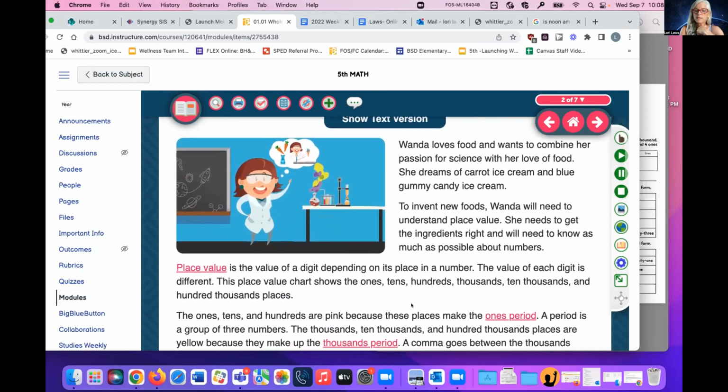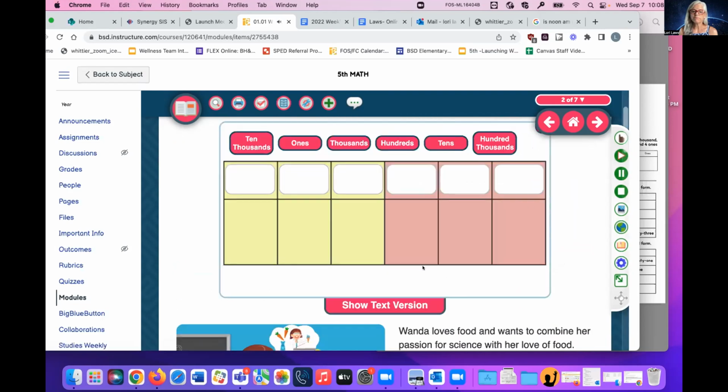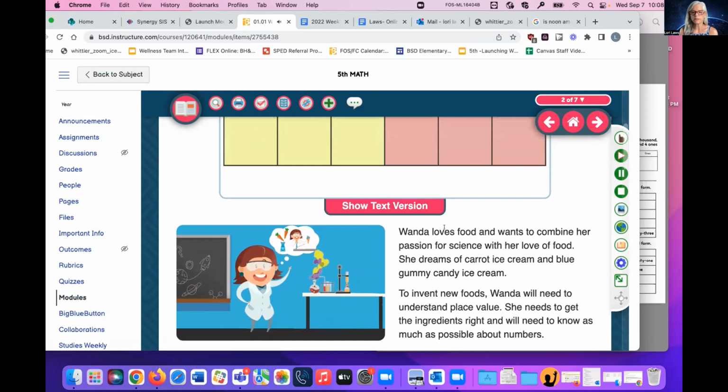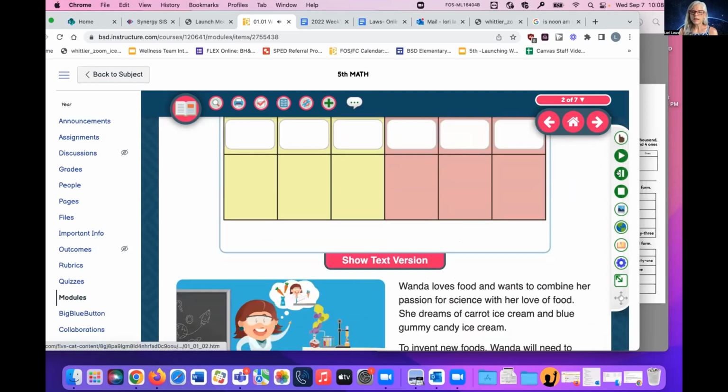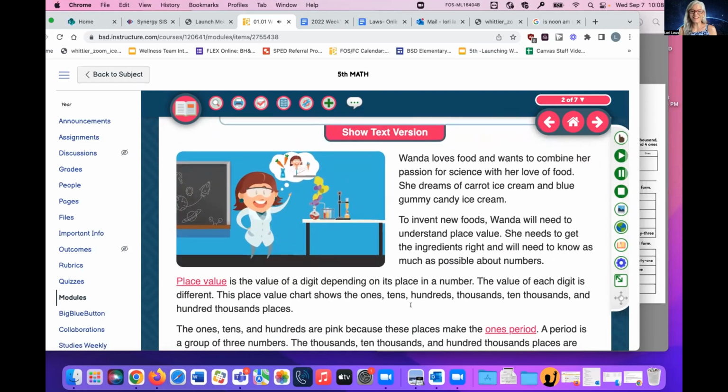Wanda loves food and wants to combine her passion for science with her love of food. Remember, if you don't feel like reading this, you can go ahead and click on here, Stroll to find the whole. But it will read from the 10,000s start. Ones, thousands. Okay, boring. We're not going to do that.